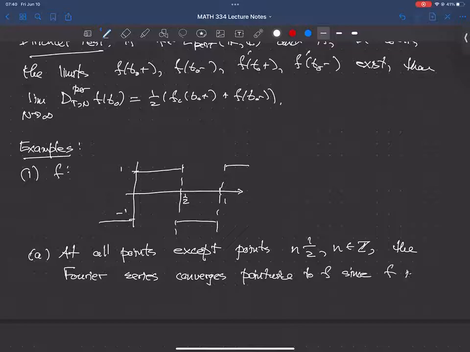Since f is differentiable at these points. All right. Good. So really what it means is we only need to focus on these points where f is not differentiable.